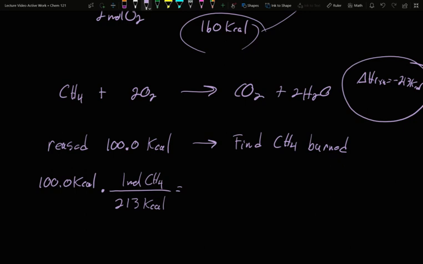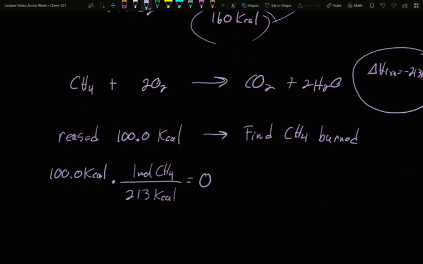100 divided by 213, and what we find is that 0.4695 mole of CH4 must have burned. This much methane, being a little less than half what is indicated in the balanced reaction, would produce a little less than half the amount of energy from the balanced reaction. And that's what we see.